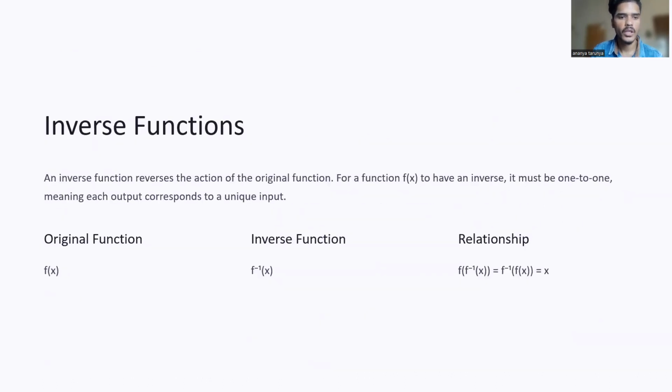Let's move towards our inverse function. So the inverse function is the reverse action of the original function. For a function f of x to have an inverse, it must be one to one, meaning each input corresponds to a unique output. So the relationship is f of f inverse of x equals f inverse of f of x equals x.